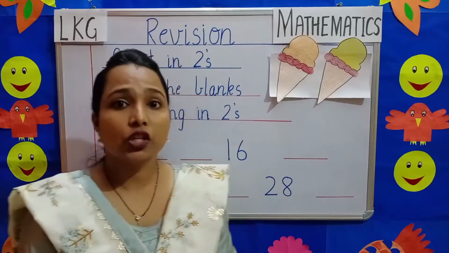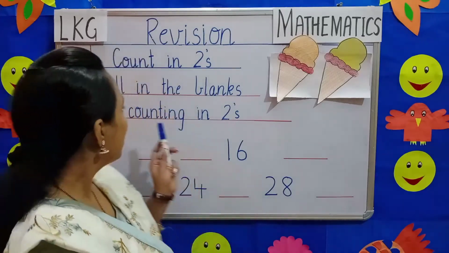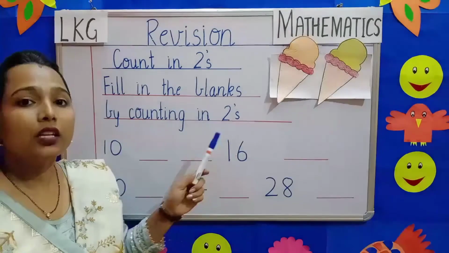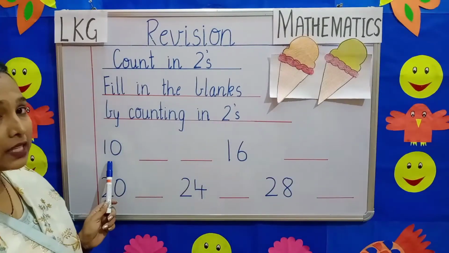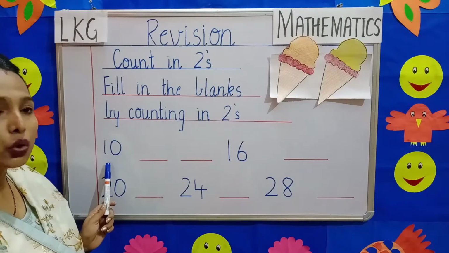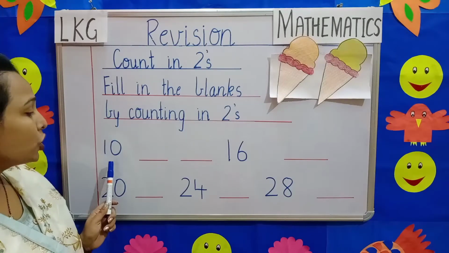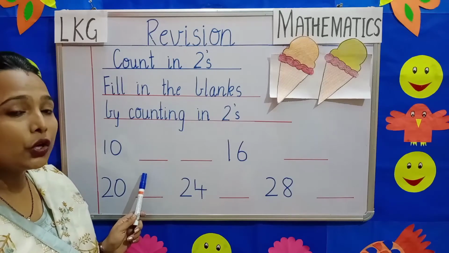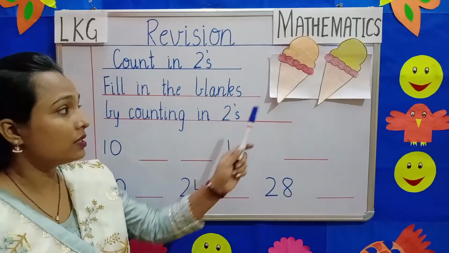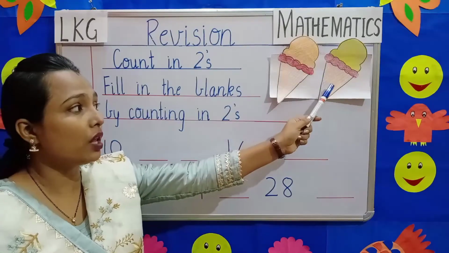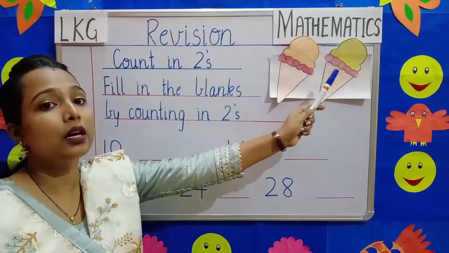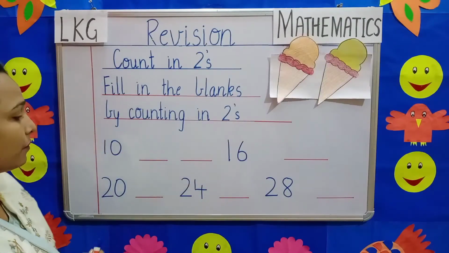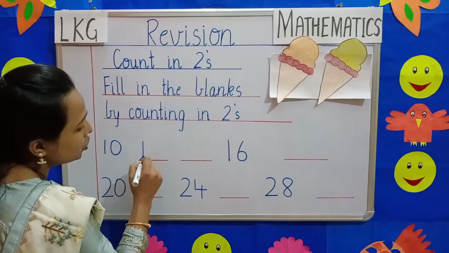So now here, children, you can see that our question is fill in the blanks by counting in twos. Now here you can see that I have not written the number 2 here. I have written 10. So what comes after 10, children? Will we write here 11? No, we'll count two numbers, that is 11 and 12. So, we skip one number and the next number, that is 12, becomes our answer over here. So, we write here 12.